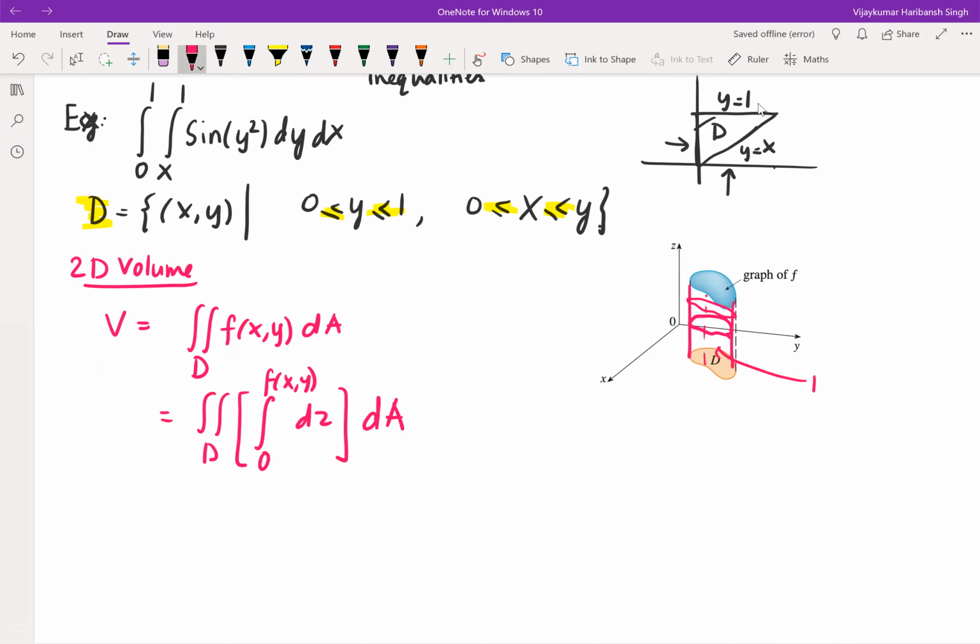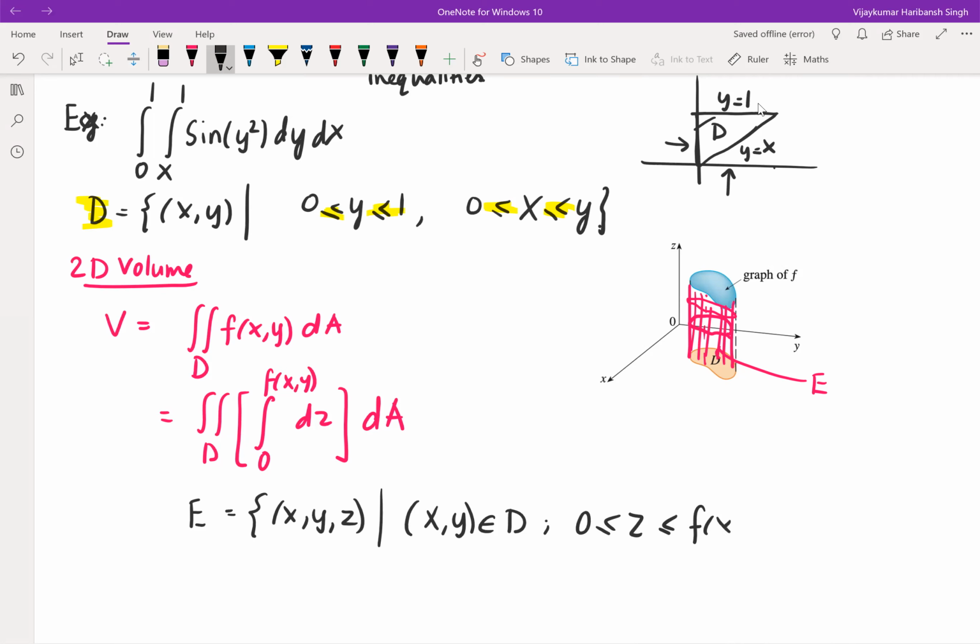Let's call this solid E. So we have found the volume of this solid, and the region of integration we're calling E. So E is the set of x, y, z where my x, y comes from D and my z is between 0 and f of x, y. The interesting point is that you are looking at 2D volume as a triple integral.